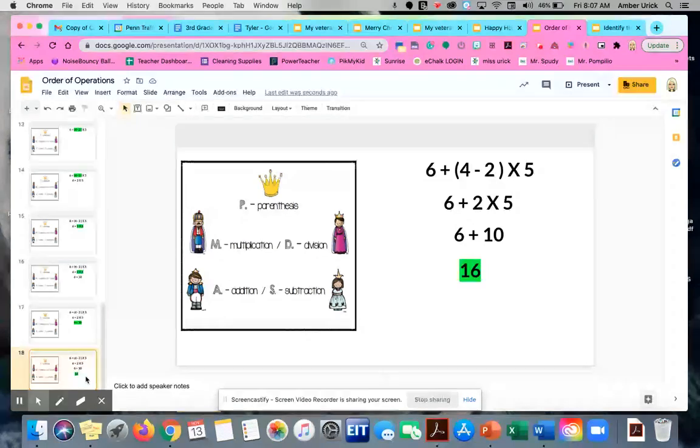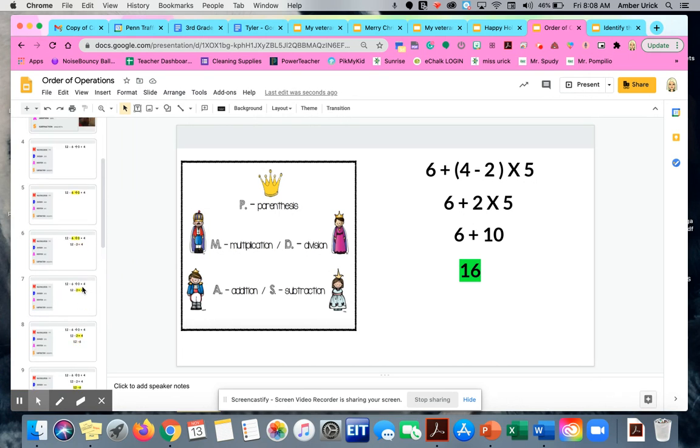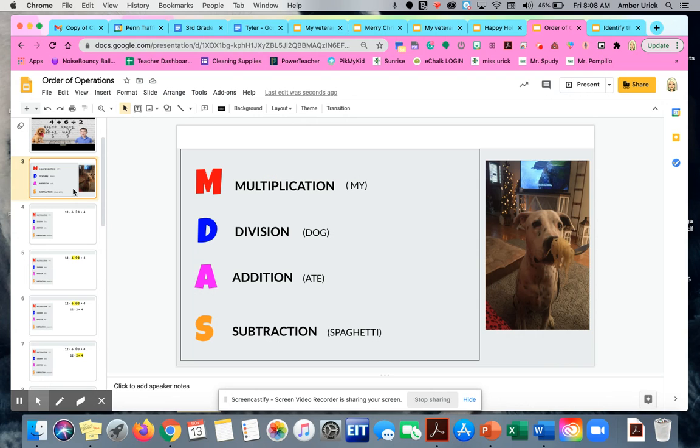So again, there's 2 ways that we're going to work on solving order of operations. You're going to see this poster here with parentheses. Remember, they're just hugging the 2 numbers that you have to do first, no matter what operation is in the middle. Okay, if it's in parentheses, it's like the crown, it's the highest royalty. You must do it first, okay? Or you're going to see this poster here, my dog ate spaghetti, with no parentheses, and you simply just have to follow multiplication, division, addition, or subtraction.